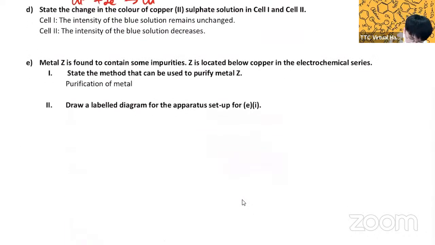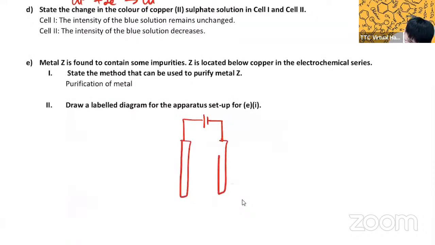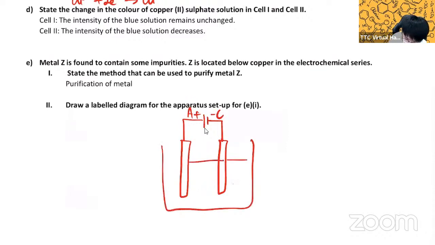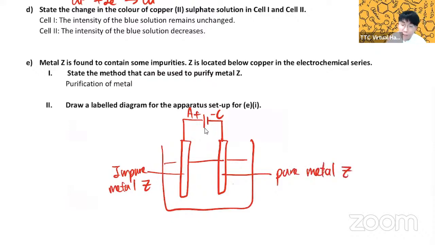As I said, first you need your setup, battery. Now we know that the anode is actually the long one, the positive terminal, and the negative terminal is the cathode. So I'll put them into a solution. You must label that the anode must be impure metal Z, and the cathode must be your pure metal Z, because later, after your Z forms here, you can collect more pure metal.